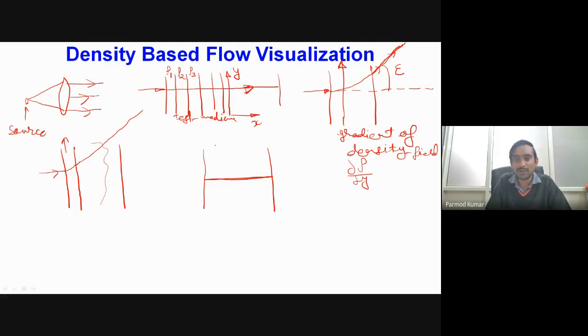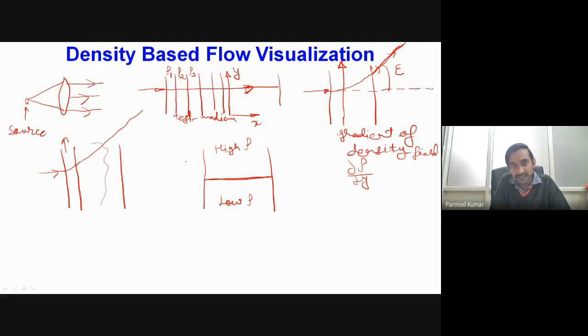Okay, so what I am now considering is that above this I have high density, and below this I have some low density. At this particular junction where we have the occurrence of the shock wave, we will have a sudden change of density value, so we will have a gradient of the density field.